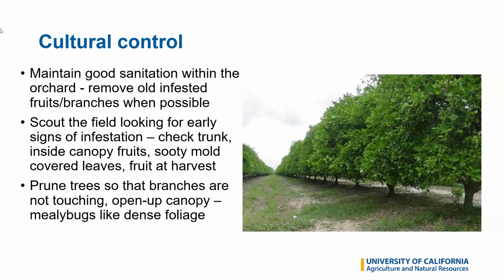There hasn't been a lot of studies done with cultural control and mealybug, but maintain good sanitation, remove old infested fruit and branches when possible. Scout the field looking for early signs of infestation. It's always easier to manage when the population pressure is low. Prune the trees. They like that thick canopy environment, so open up the canopy because mealybugs like dense foliage, and that also allows for natural enemy activity if you keep your canopy fairly open.